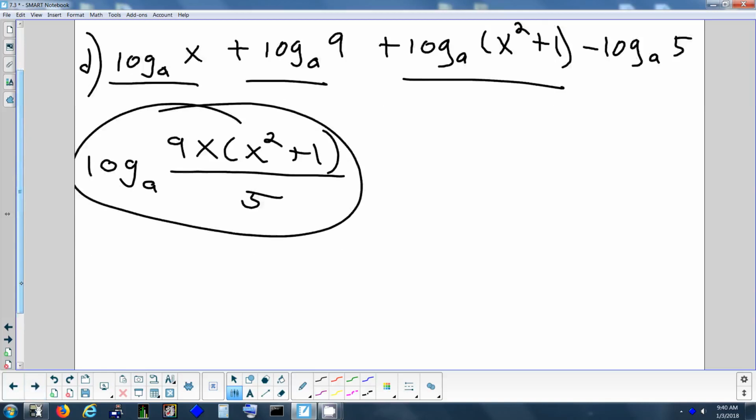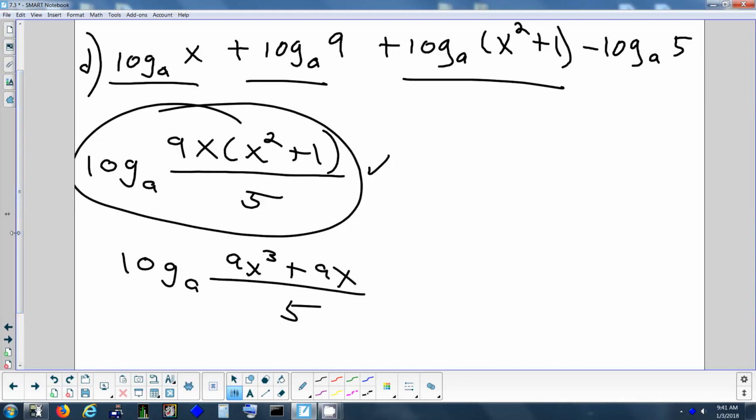The only thing you could do, if you wanted, is distribute. So you could make the top 9x cubed plus 9x. That's another way to write the answer. If that was a short answer question on the test, I would accept either one. I would probably leave it factored. Okay, any questions on that one?